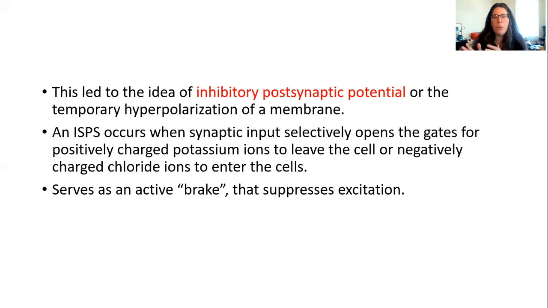So an inhibitory postsynaptic potential is the temporary hyperpolarization of the postsynaptic membrane. The chemicals released at the synapse can carry messages that open potassium gates or chloride gates. Potassium leaves the postsynaptic cell and takes away positive charge. So the cell becomes more negative, more polarized, and less likely to fire. Or chloride, which has a negative charge, enters the cell and the outcome is the same. The cell becomes less likely to fire, and it serves as a brake that suppresses excitation.